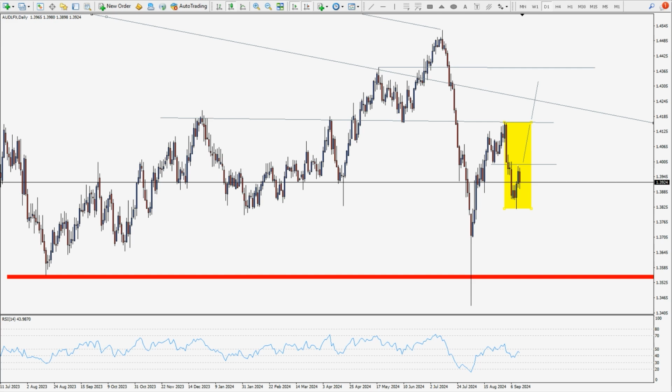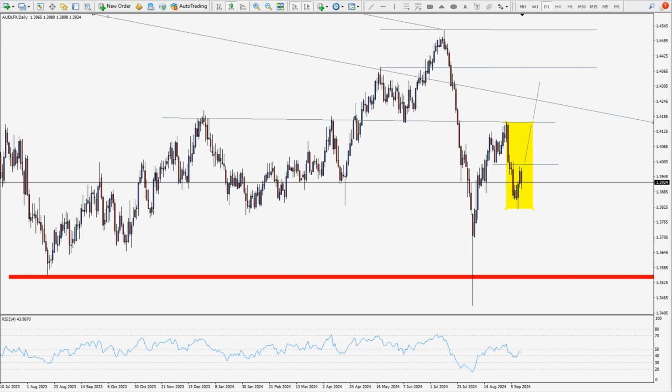And after that too, how far do we go up? The previous peak. But if the price drops, it drops very easily, and it doesn't have analysis. It has an easy drop to at least this range.